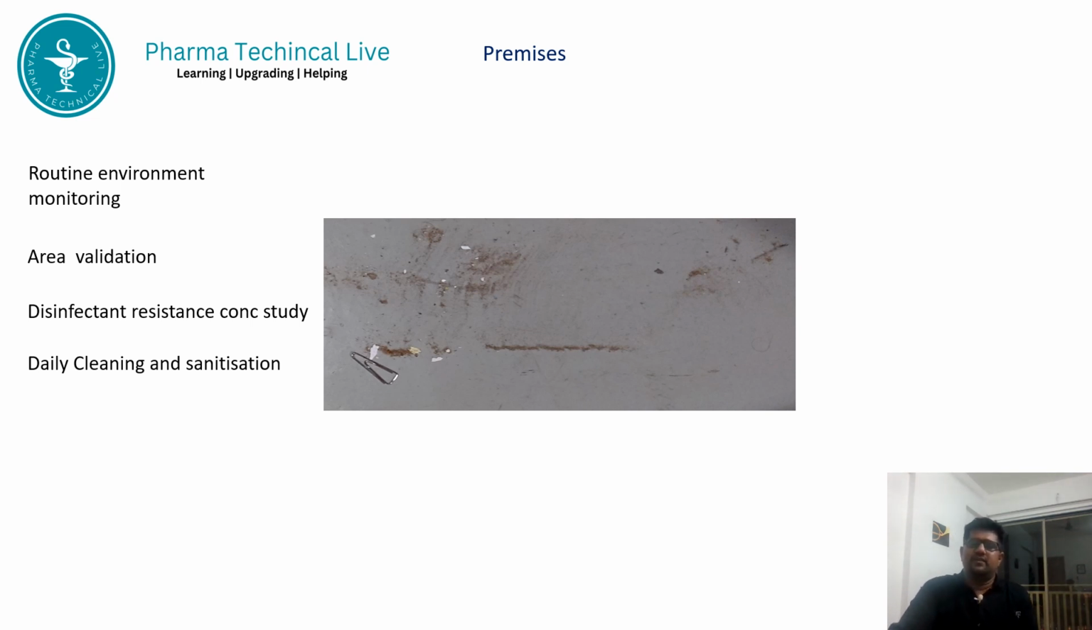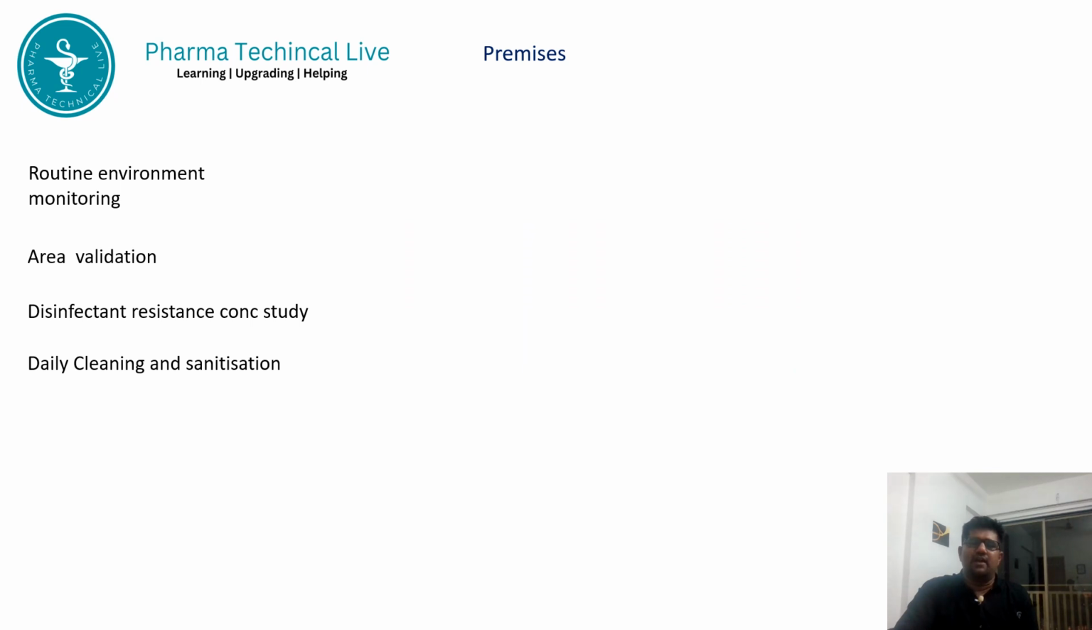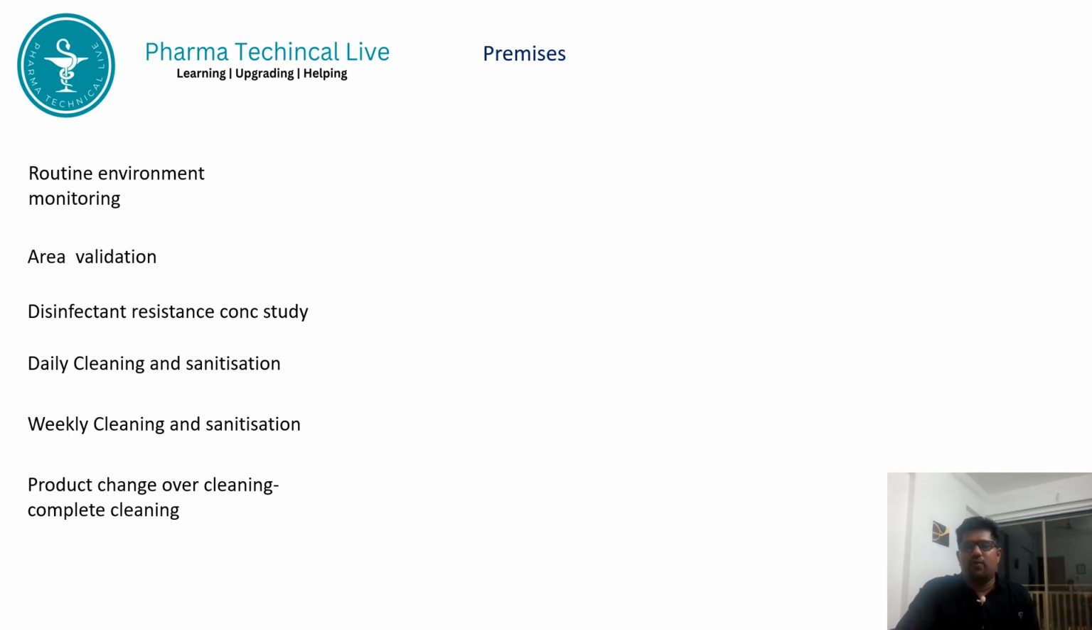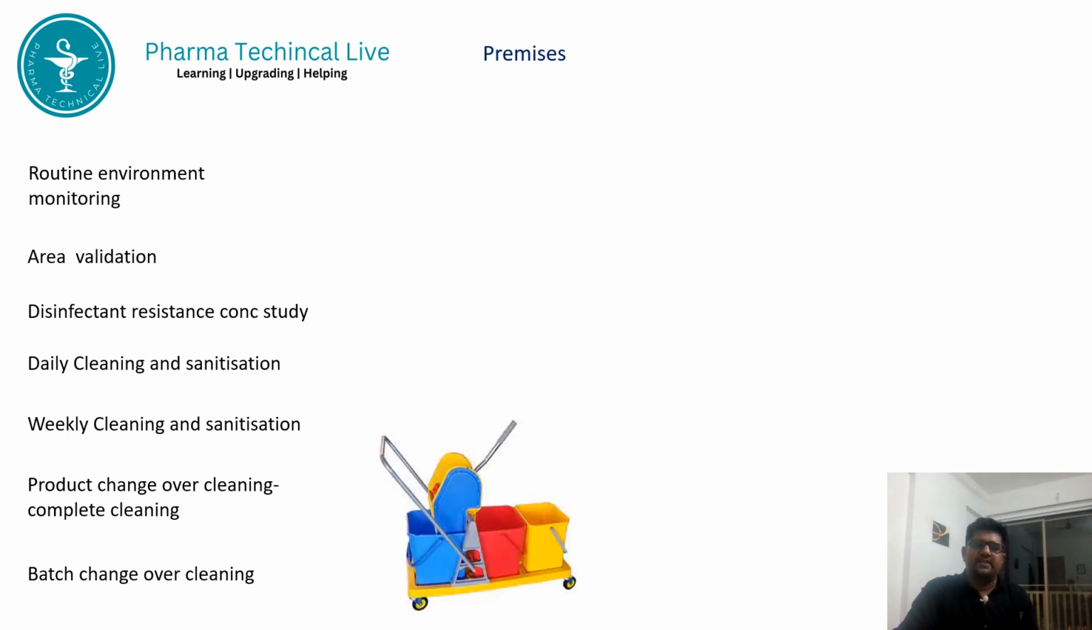It has to be removed or at least not allowed. Then weekly cleaning and sanitation, product changeover cleaning, like floor, wall, ceiling, all the light fixtures, or whatever the furniture in the room. It should have defined frequency and protocol to clean, and recording of the same should be done. Then batch changeover cleaning. In batch changeover cleaning, we should not contaminate the product. Only non-recoverable residues should be removed.